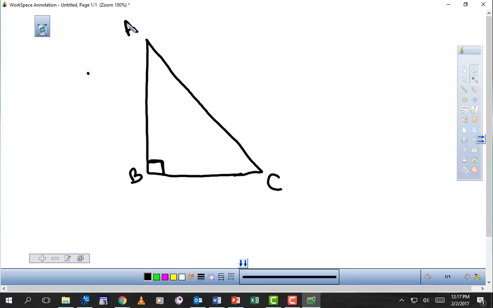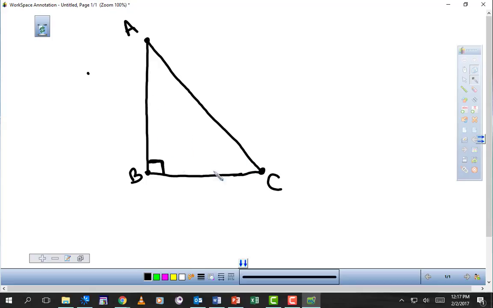We usually use capital letters when we're talking about the vertices. The vertices are right here. Those are called the vertices of a triangle. Now pay attention. Everybody needs to pay attention. The corners are the vertices.